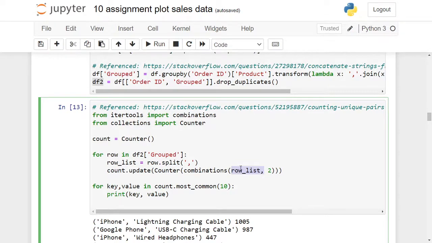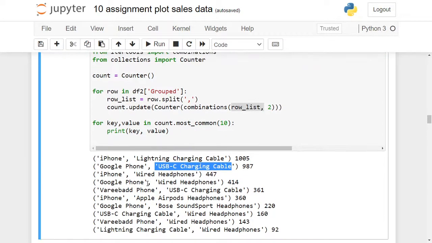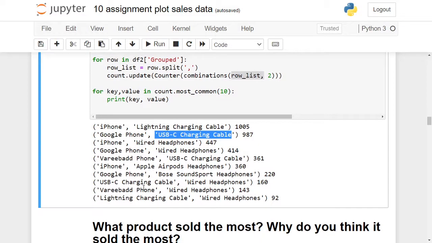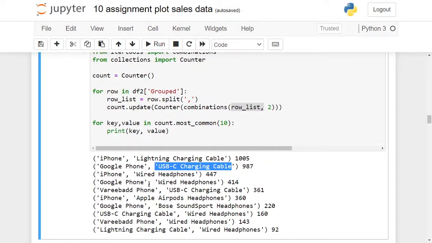how many of those there are, and then we're gonna find the most common 10 of the counts, and then eventually you're gonna find those together. So like a phone is often sold with the cable, and the Google phone is often sold with the charging cable, and so on. You find all of those, and then you can find the answer.